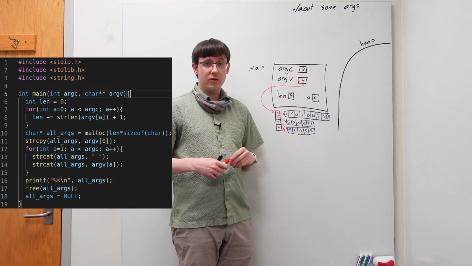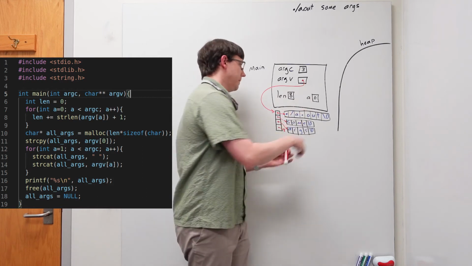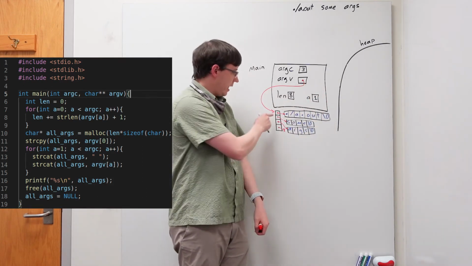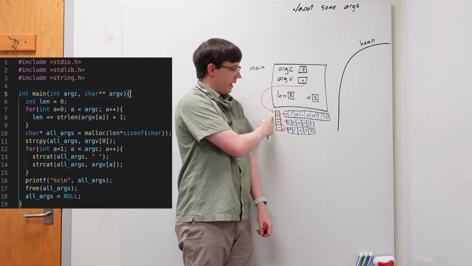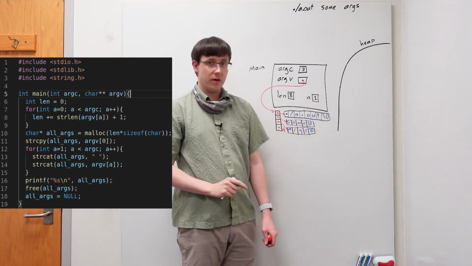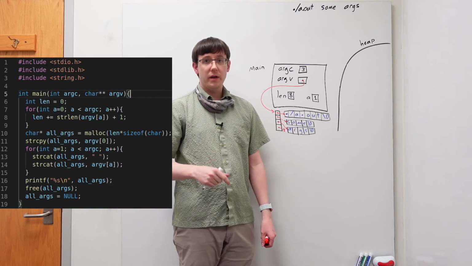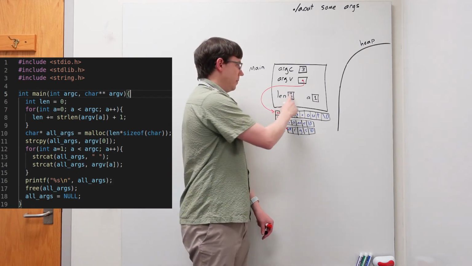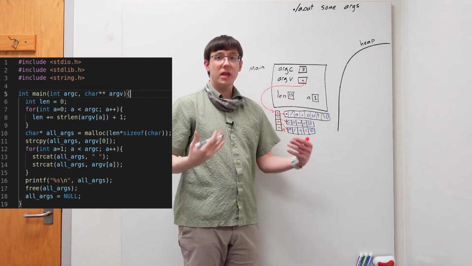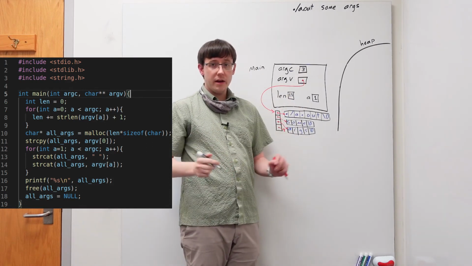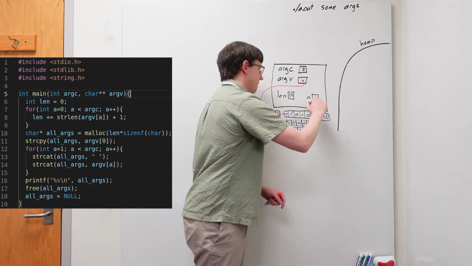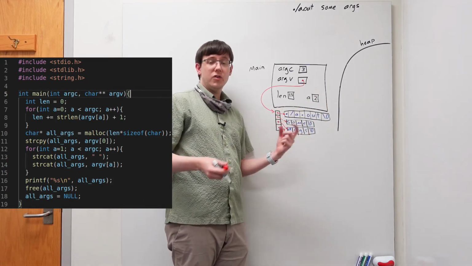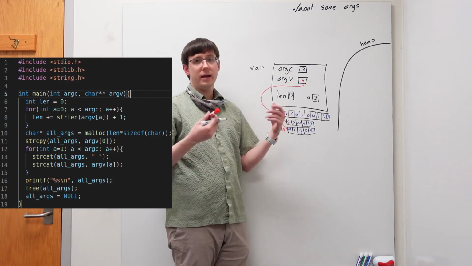Then on the next iteration of the loop, a is 1, and we pass to strlen element 1 of our argv array, so it will tell us the length of this string, which is 4, and so we will add 4 plus 1 onto len, giving us 13. Then on iteration 2, we'll get the length of this string, which is 4, so we'll add 5 to len and get 18.